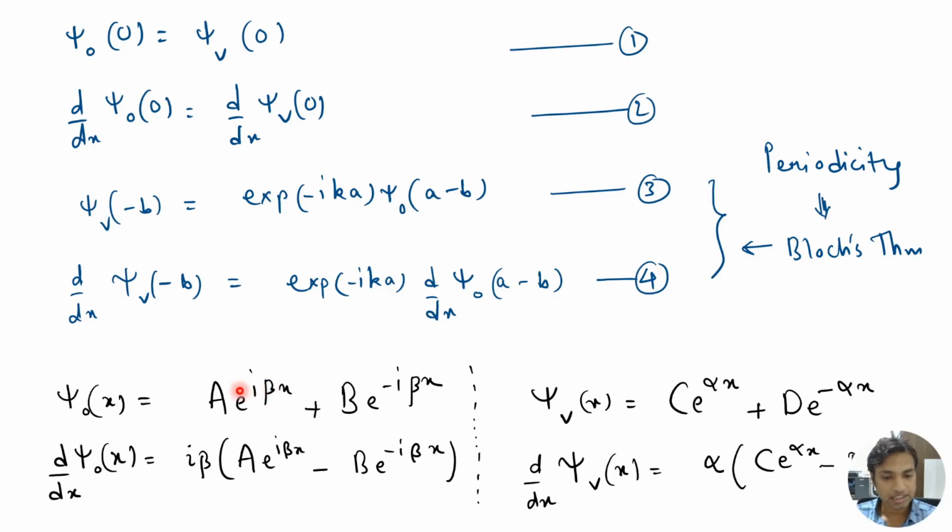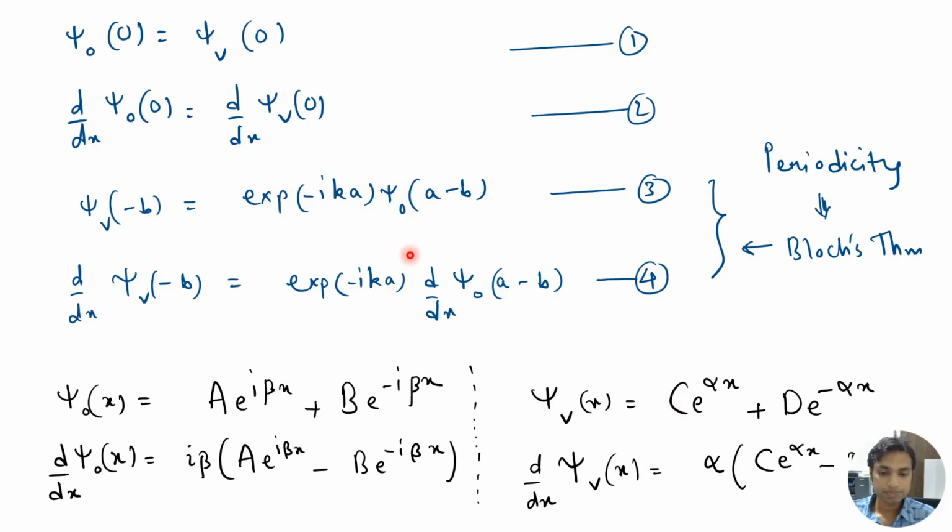We know that psi naught of x is a e to the power i beta x, and you take the derivative of that. If you take the derivative of this with respect to x, just i beta will come here, so this is a simple derivative. And psi v of x is c e to the power alpha x plus d e to the power minus alpha x, and here you are just taking the derivative of this expression.